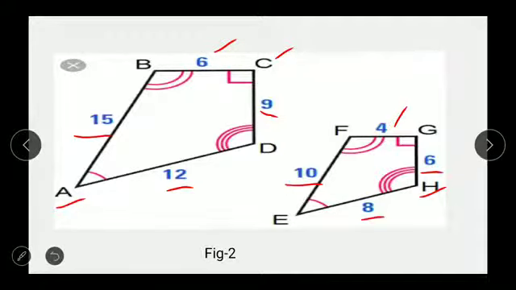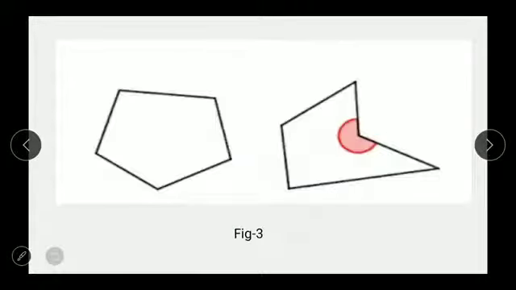The ratio is again the same, 3:2. Hence the two quadrilaterals have equal corresponding angles, and their sides are in the same ratio. Hence they are similar. Come to the next figure. Now we have two polygons with 5 sides. So they are pentagons, but their shape is not the same, hence they are not similar.